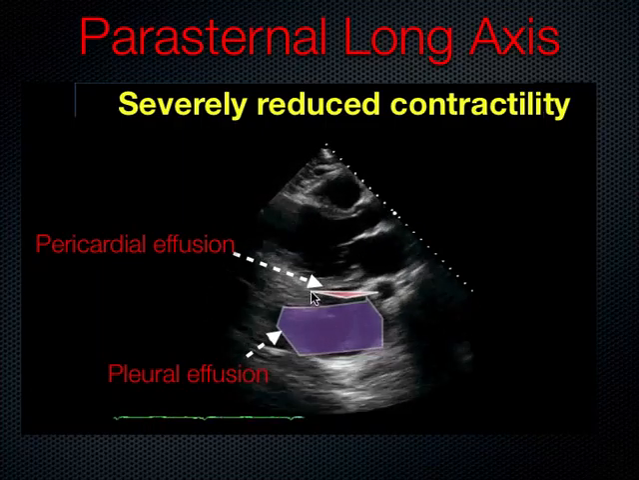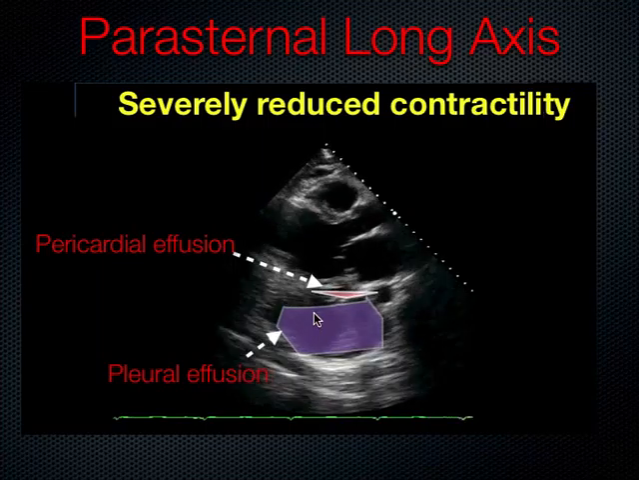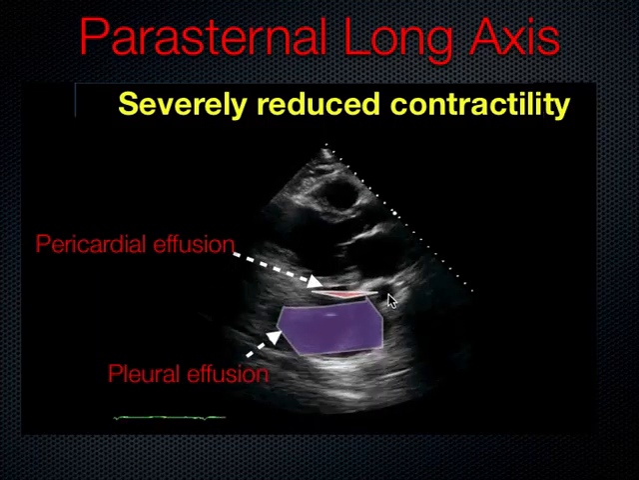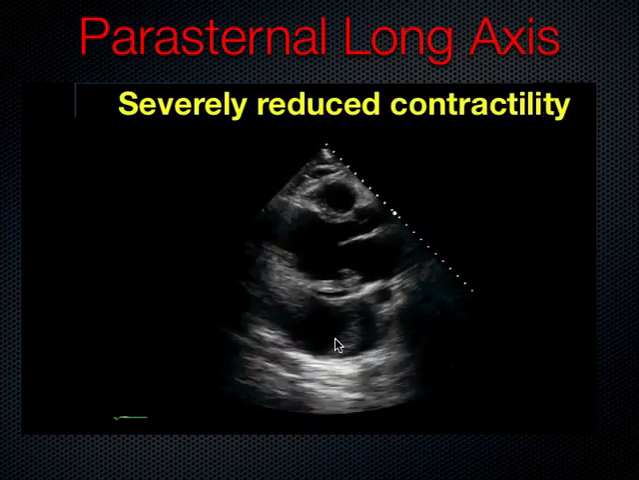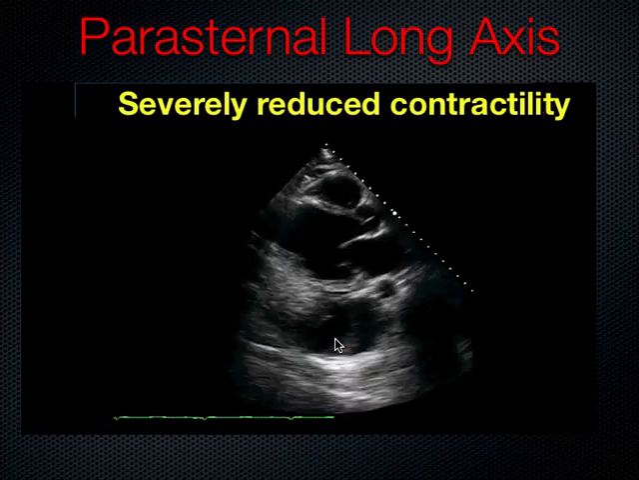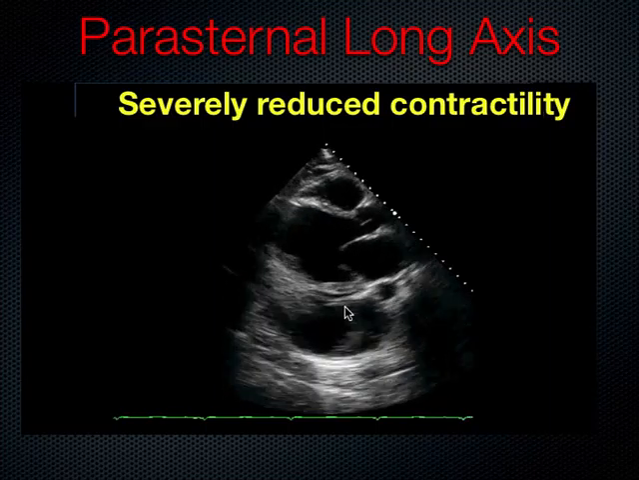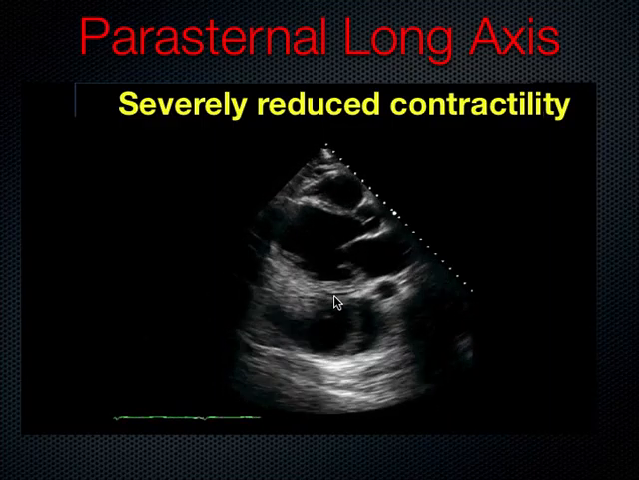Sometimes you'll be able to see fluid collections back here, and depending on how they layer out with reference to the descending aorta, they may be either pericardial or pleural. You see back here, this is that pleural effusion, and right there is that pericardial effusion.